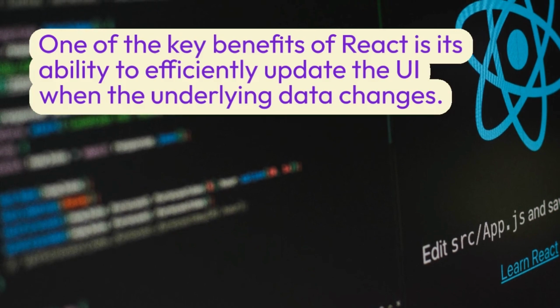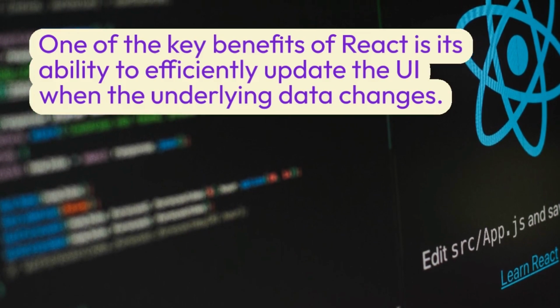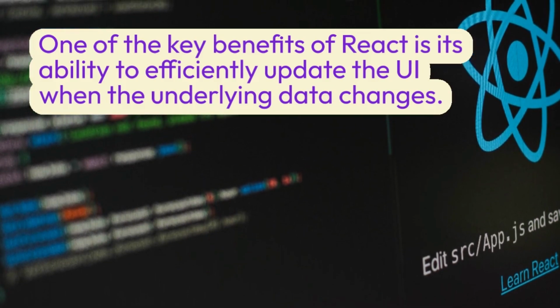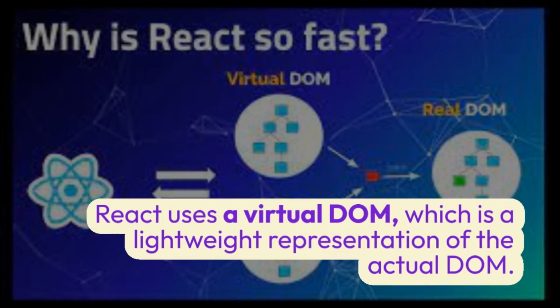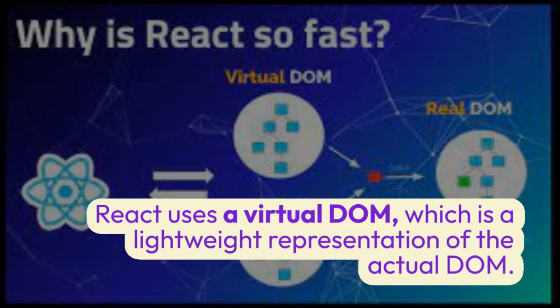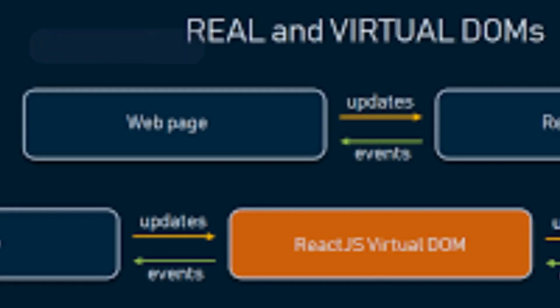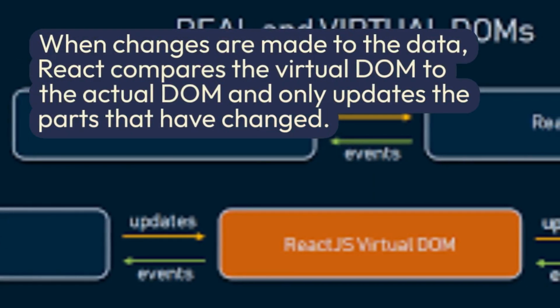React uses a virtual DOM, document object model, which is a lightweight representation of the actual DOM. When changes are made to the data, React compares the virtual DOM to the actual DOM and only updates the parts that have changed. This makes React fast and efficient, even for large, complex applications.